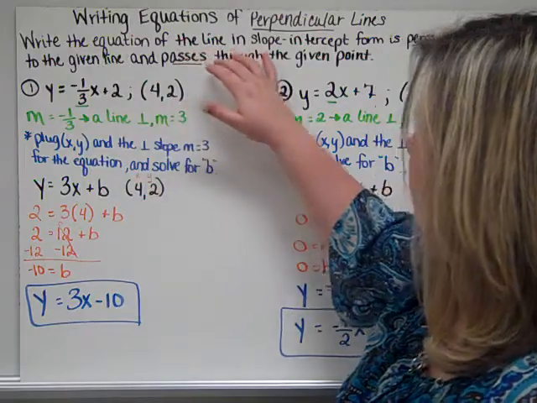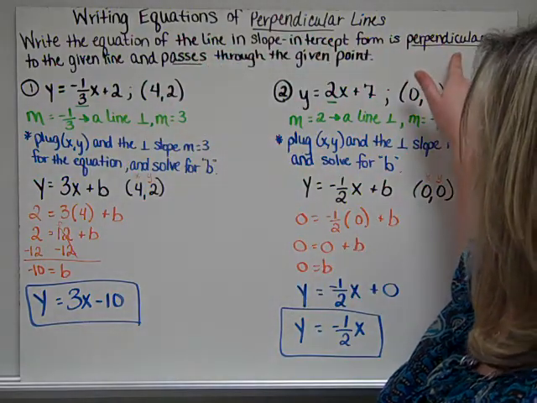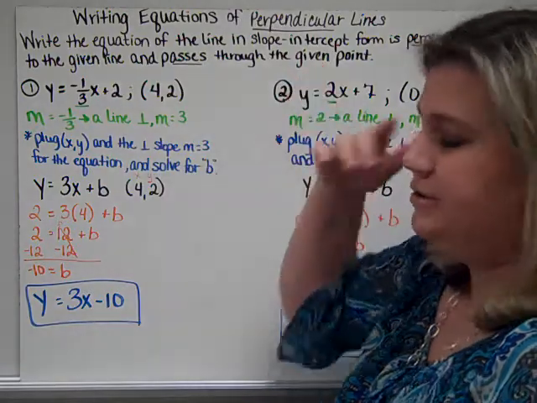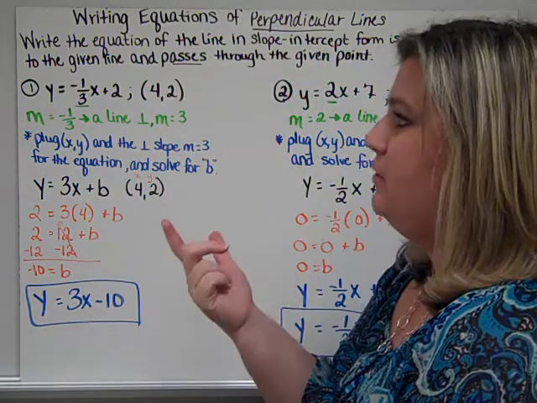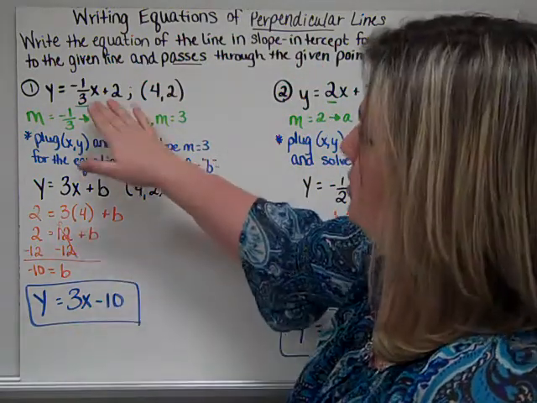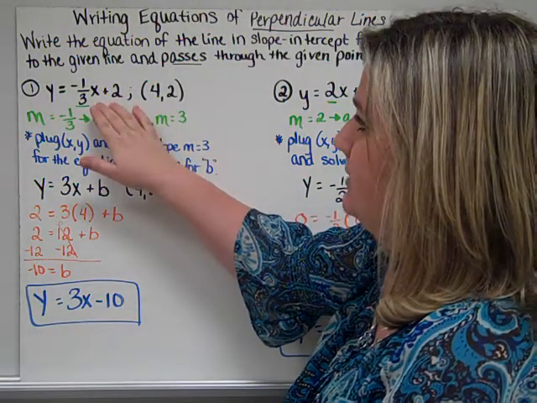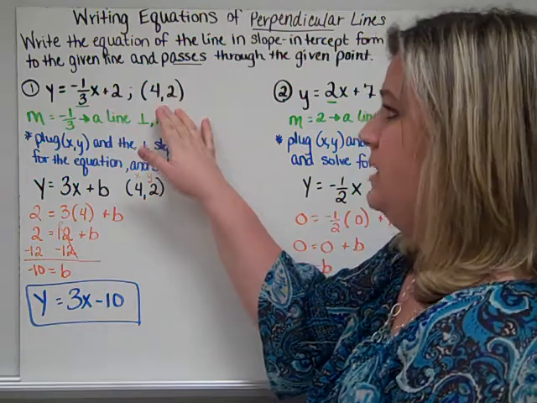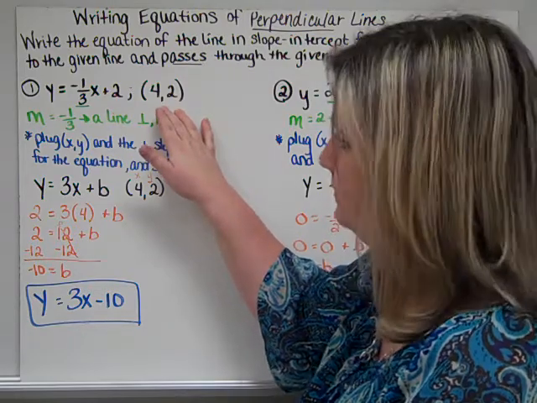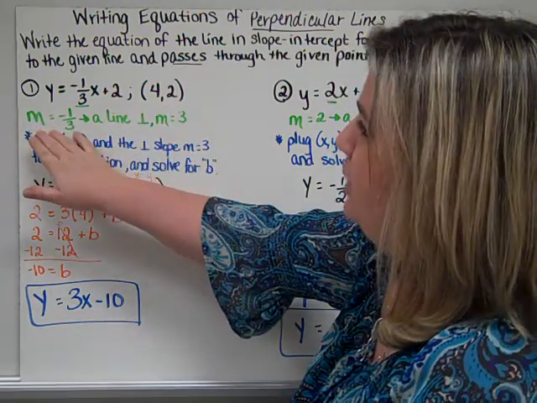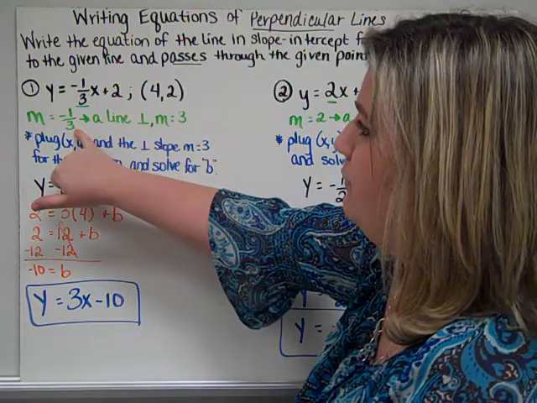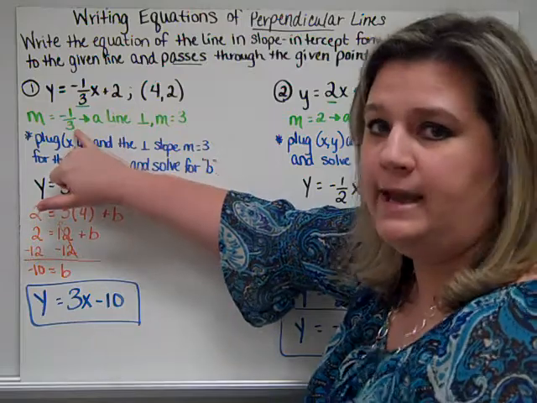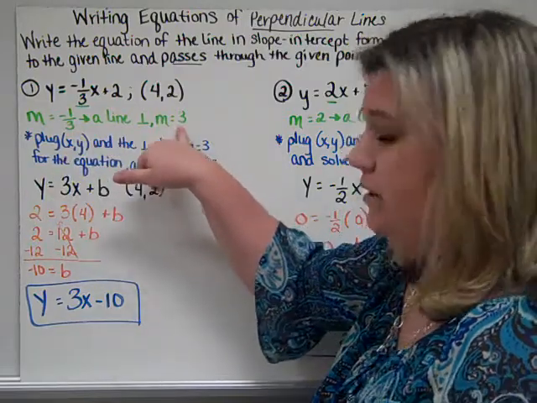So write the equation of the line in slope-intercept form that is perpendicular to the given line and passes through the given point. So same concept, now we just need to focus on the slope piece. So y equals negative 1/3 of x plus 2. And the point that the perpendicular line is going to go through is 4, 2. So if my slope in this equation is negative 1/3, then the slope of the perpendicular line is going to be that negative reciprocal, and that would be 3.